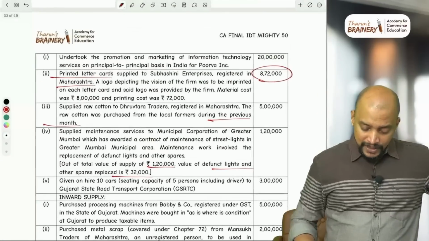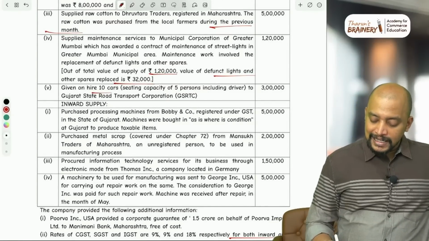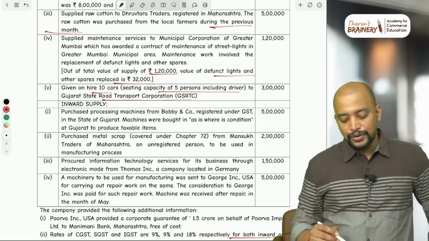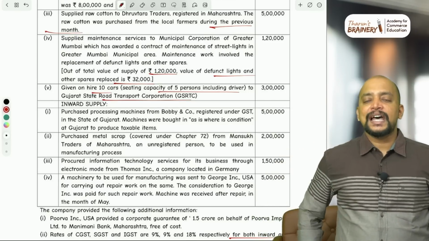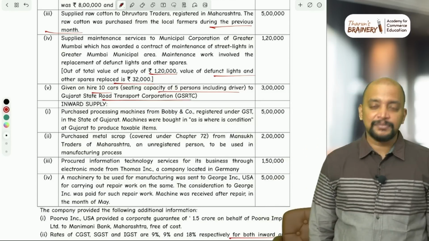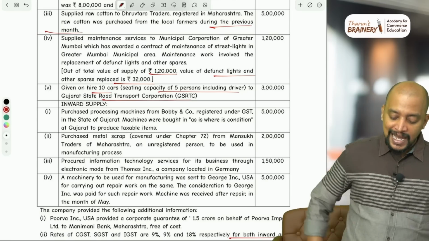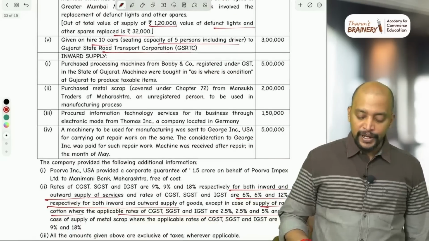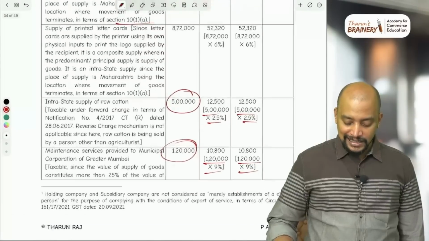Then next one we have, given on hire 10 cars, seating capacity of 5 persons including driver, to Gujarat State Road Transport Corporation. We will not get the exemption. Why? Because hiring a motor vehicle that can carry more than 12 passengers is only exempted, but in this case it is not. So due to that reason it will be taxable, and the supplier should be other than a body corporate for RCM, but the supplier is a body corporate, so it will be FCM. So on the 3 lakhs we need to pay GST.